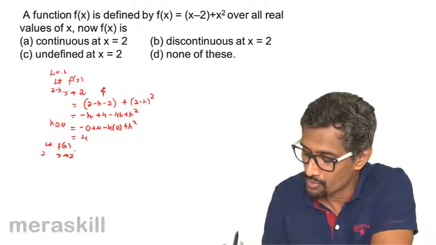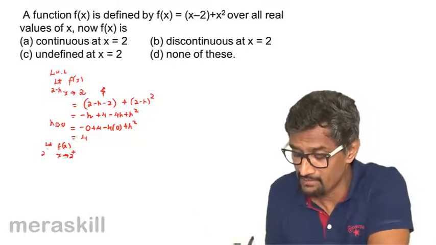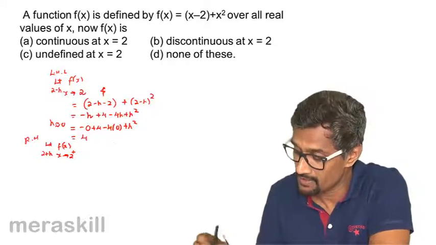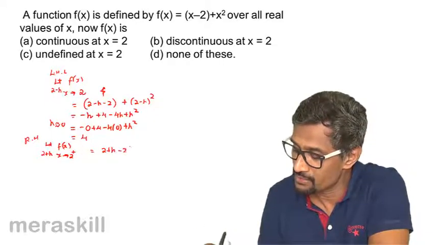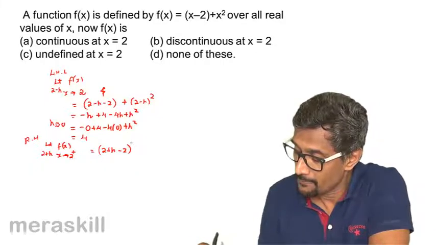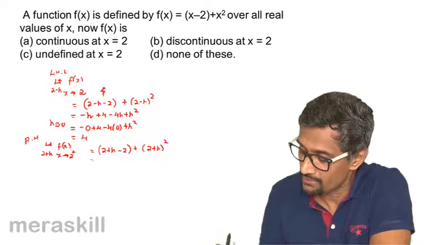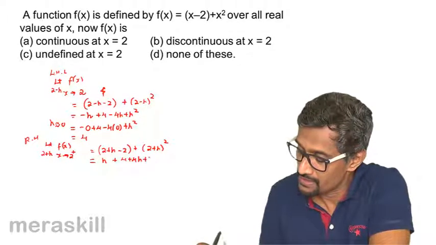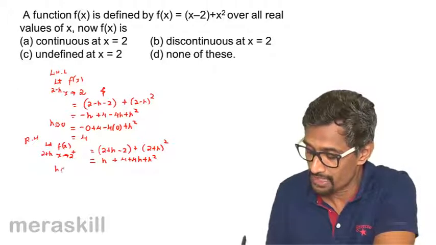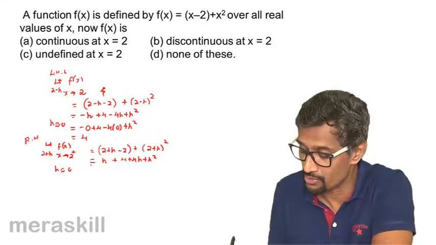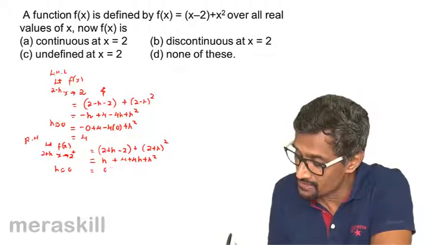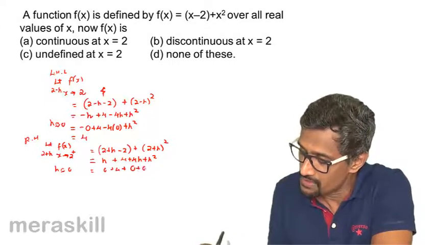In much the same way, take the limit of f of x as x approaches 2 from a greater value, that is the right hand side limit, where you substitute x as 2 plus h. Hence you will get 2 plus h minus 2 plus 2 plus h the whole square, which will turn out to be h plus 4 plus 4h plus h square. Even here, you substitute h as 0 because h is as close to 0 as possible. The limiting value will be 0 plus 4 plus 0 plus 0, which will turn out to be 4.